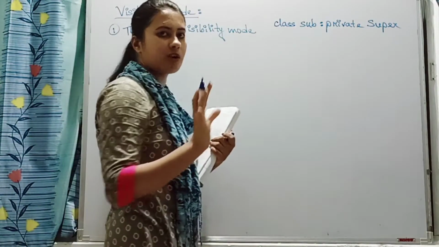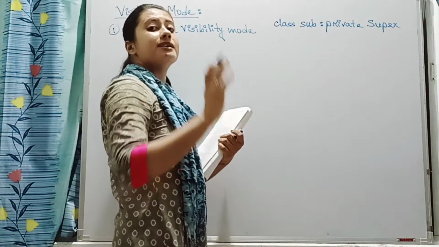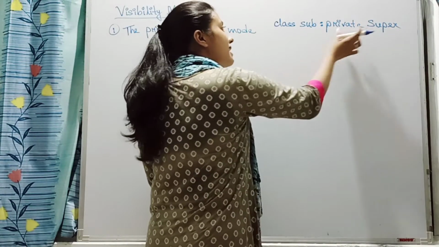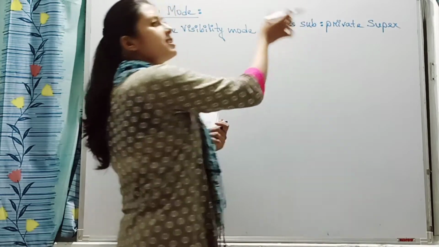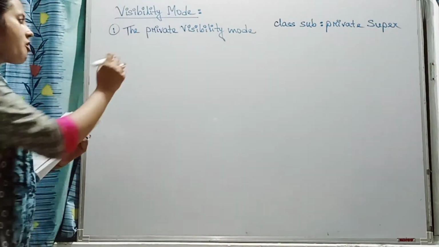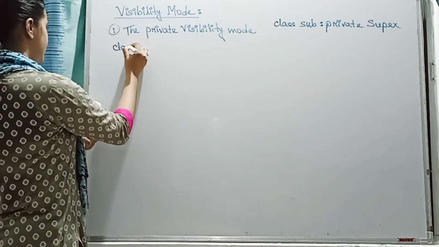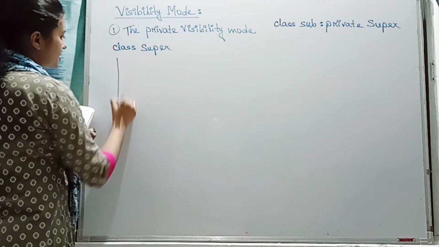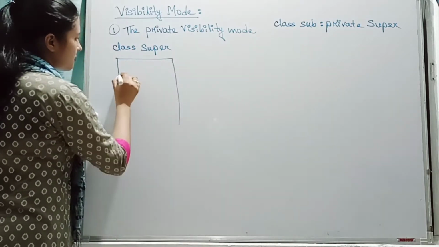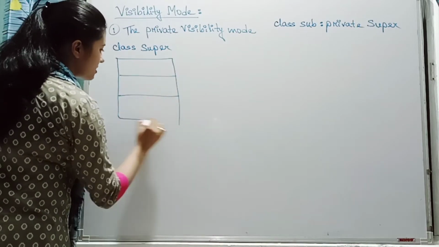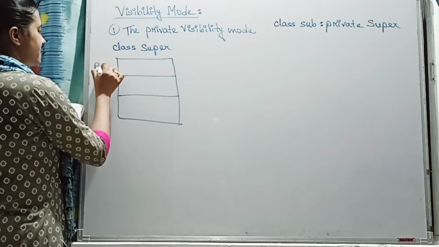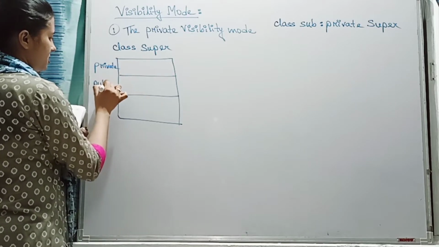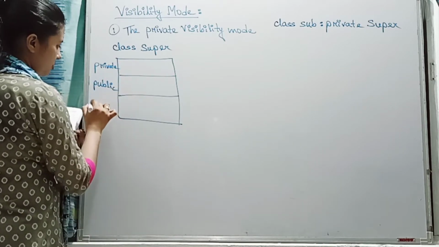Private members of super cannot be derived, that we know. But the public and the protected members of the super class will be derived privately in the private section of the subclass. How? I am showing you with the diagram. Suppose this is the class super. Inside this super class, we have defined three sections: one is private section, one is public section, and another is protected.